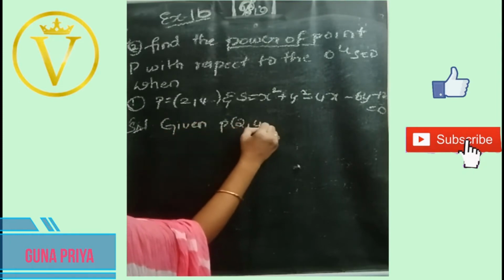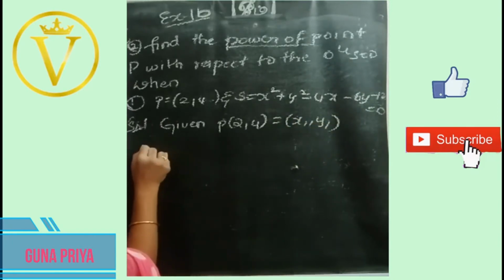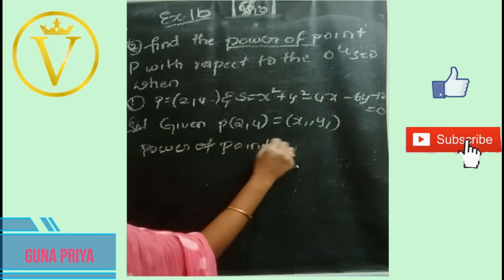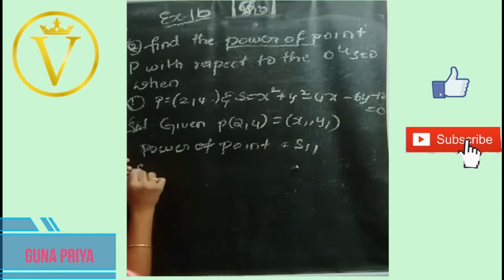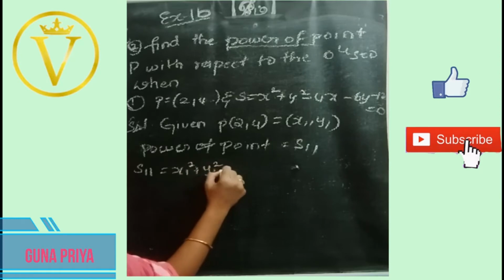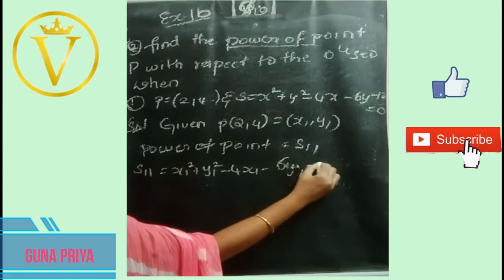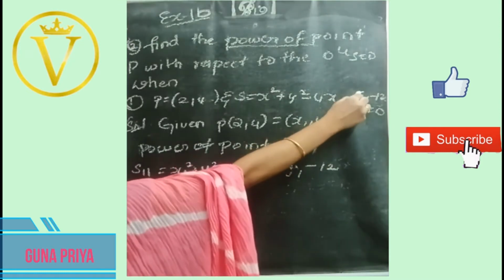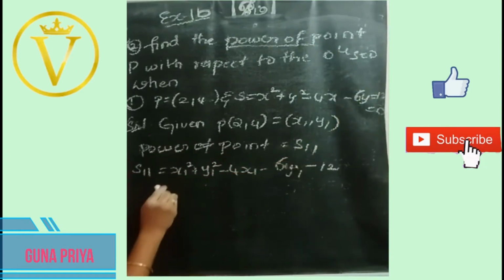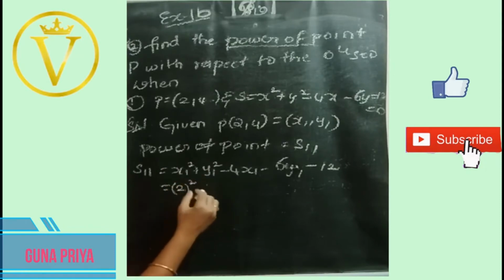P of 2, 4, that is x1, y1, and power of point is S11. Here S11 is x1 square plus y1 square minus 4x1 minus 6y1 minus 12. So 6 here, this is 6, minus 12. Now substitute the point 2, 4 in the x1, y1.